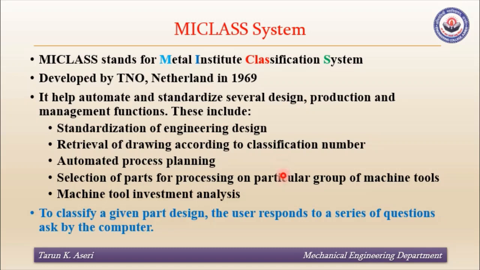The second classification and coding system is MICLASS. MICLASS stands for Metal Institute Classification System, developed in 1969 by TNO in the Netherlands. It helps automate and standardize several design, production and management functions, such as standardization of engineering design, retrieval of drawings according to classification number, automated production planning, selection of parts for processes and particular groups of machine tools, and machine tool investment analysis.